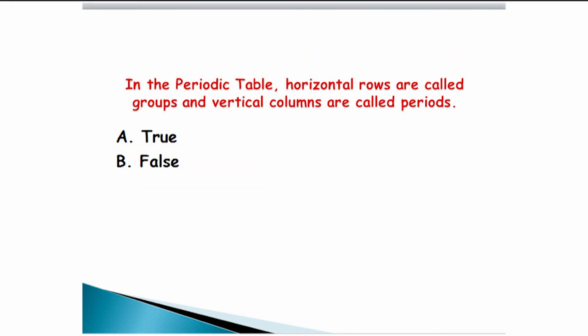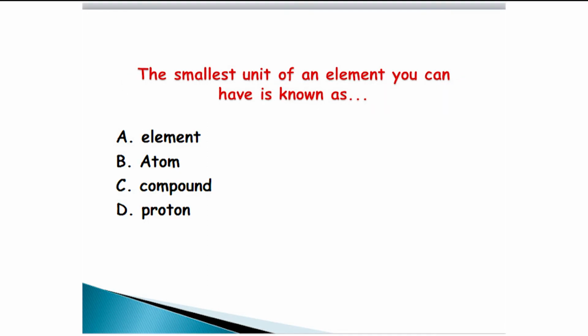True or false? In the periodic table, horizontal rows are called groups and vertical columns are called periods. No, it's completely the opposite. Horizontal rows are called periods and a vertical column is called a group. The smallest unit of an element you can have is known as an atom.